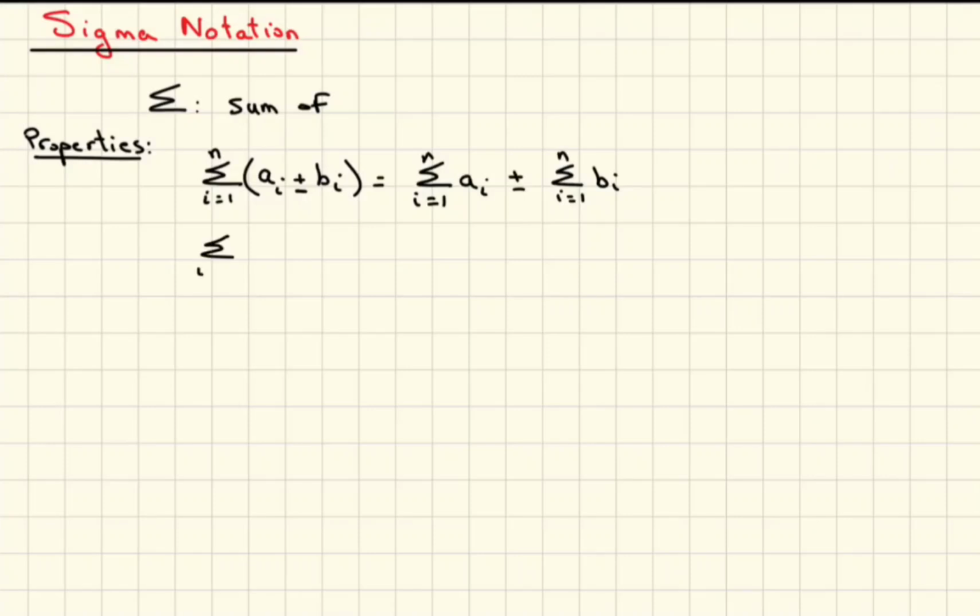Another property that is helpful, so from i equals 1 to n, if we have a constant number multiplied by something in terms of i, so I'm gonna call it ai, then the k is not really related to i, so we can take it outside and we write k multiplied by sigma from i equals 1 to n of ai.